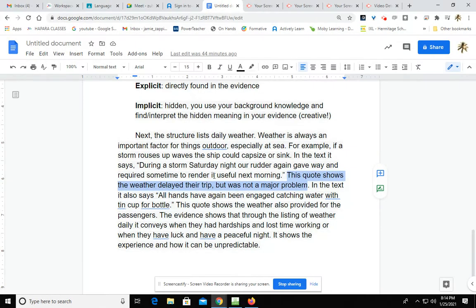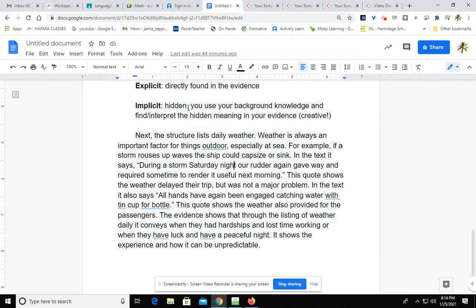It also says rendered useful the next morning, and in their analysis they say but was not a major problem. So this is explicit analysis as well. They're sort of rephrasing their evidence, but it's already really stated in the evidence as well, but they're restating it to help connect it to the idea that the structure listed those daily weather ideas. Let's keep going and let's talk about implicit analysis.